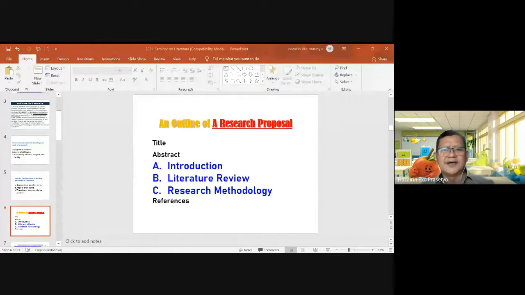So ideally, logically, you write the abstract after you finish your proposal. Do not write the abstract before writing the proposal. After finishing your proposal, then write the abstract, because the abstract will be the summary of your proposal. It's the short version of your proposal. What should be written in your abstract?